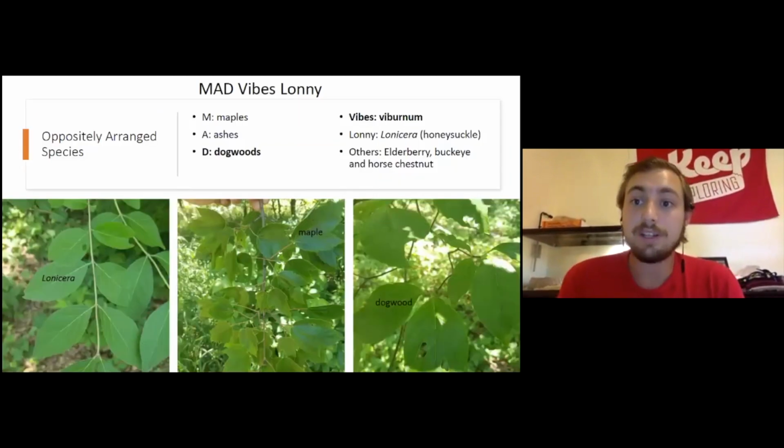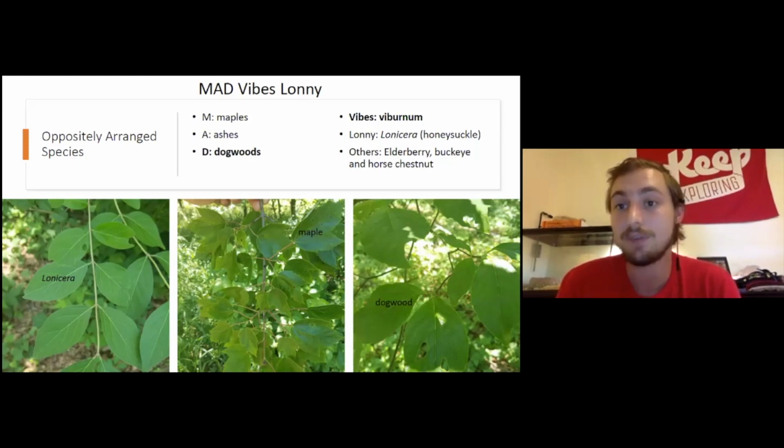We are going to be talking about two oppositely arranged plant groups today, our dogwoods and viburnums, and we'll take a look at how these differ from each other. Our viburnums and dogwoods are quite similar. They both have the same fruit type, but viburnums are really classified by having toothed leaves, whereas dogwoods are very, very smooth or entire along the edge. But these species are commonly found together.